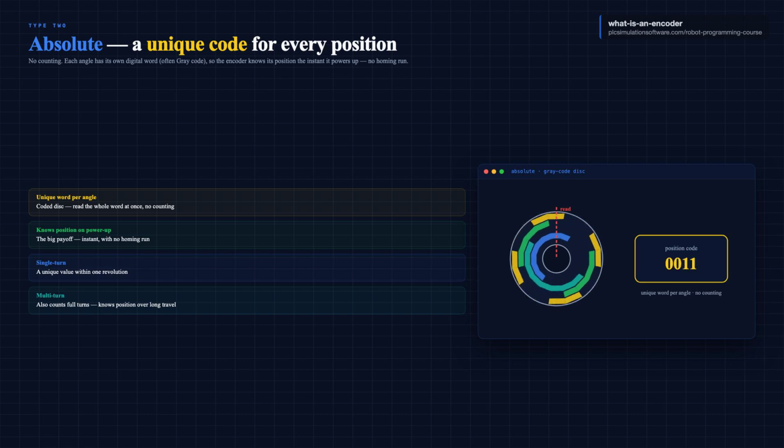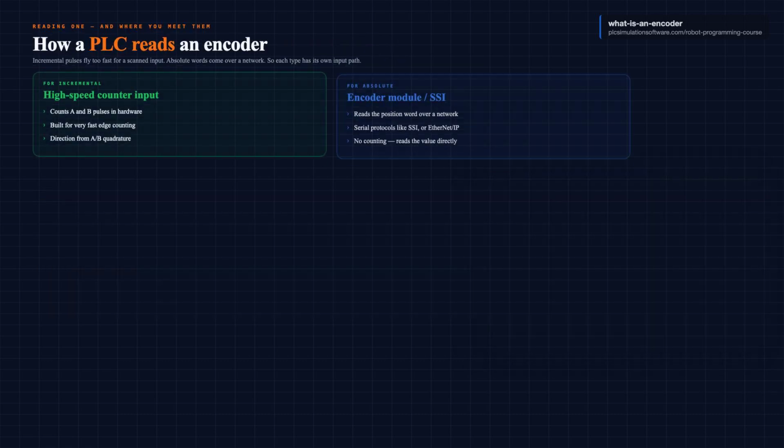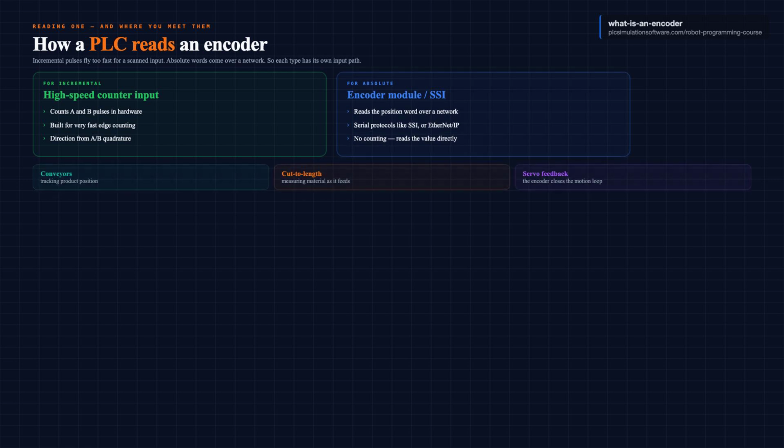So how does a PLC actually read an encoder? An incremental encoder pumps out pulses fast, far too fast for a normal scanned input. So the PLC uses a high-speed counter input, a dedicated channel built to count those A and B pulses in hardware. An absolute encoder is different. It usually talks over a network or a serial protocol like SSI, and the PLC reads its position word through an encoder module.